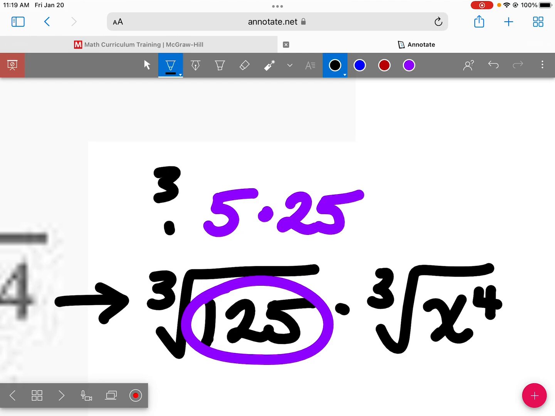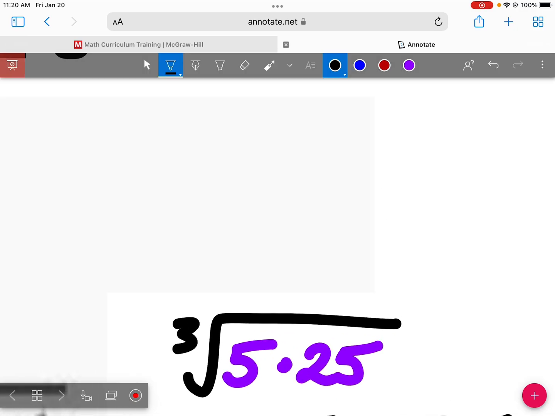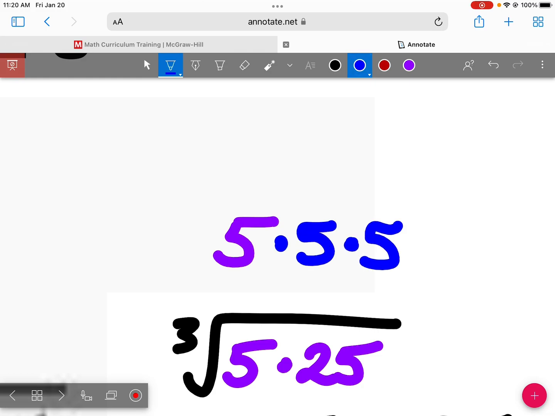What is my index? 3. So I need 3 numbers that are all the same being multiplied together. Do I have 3 numbers that are all the same? No. You can't. I can get there. How do I get there? 25 is 5 times 5.